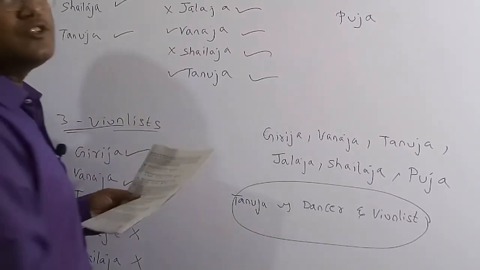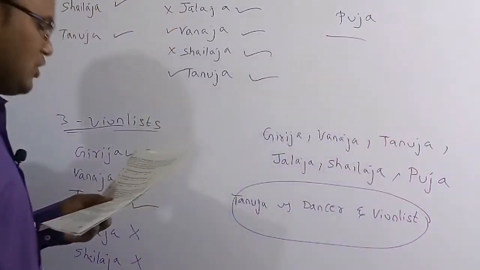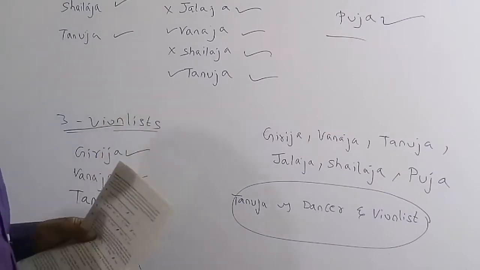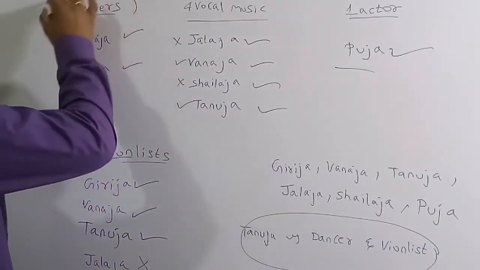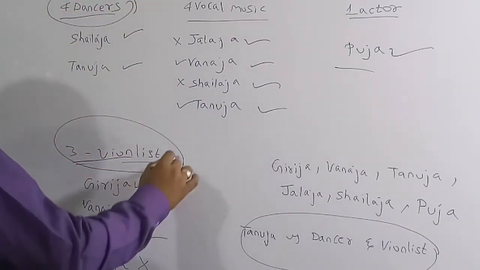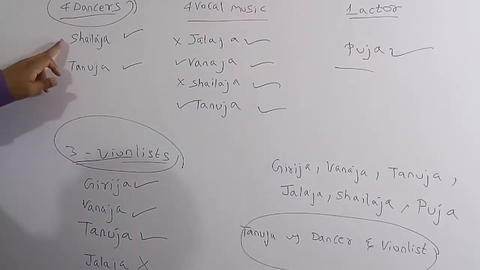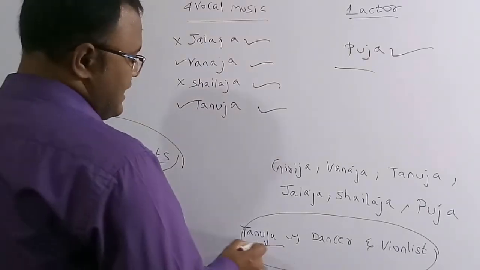If Pooja is an actor, then Pooja is an actor. Who among the following is certainly a dancer and a violinist? Now you need to see which name is common to the dancers and the violinists. Shailaja is a dancer but not a violinist, but Tanuja is a dancer and also a violinist. So Tanuja is the girl who is a dancer and a violinist. Now we are going to solve the 47th question.